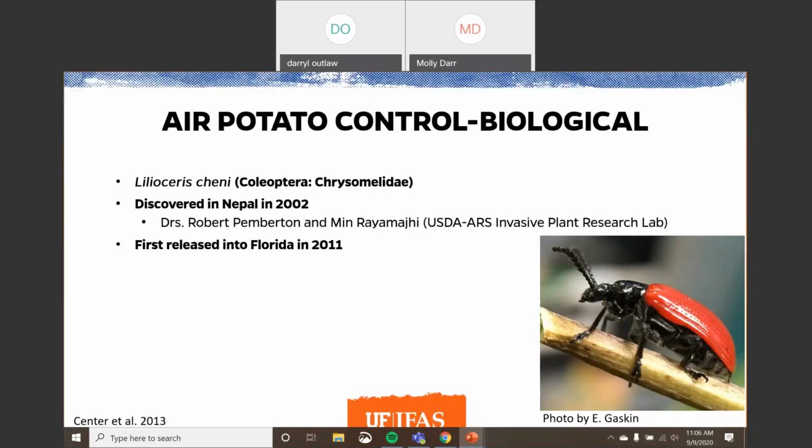This beetle was discovered in Nepal in 2002 by doctors Robert Pemberton and Min Rayamajhi from USDA ARS. They brought it in, did extensive testing, and got approval by the federal government. And first releases of this beetle were made in Florida in 2011.